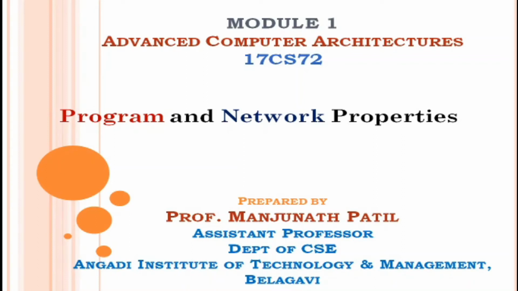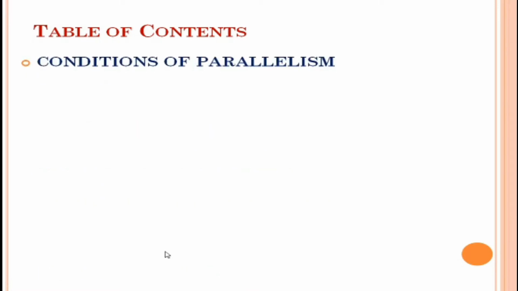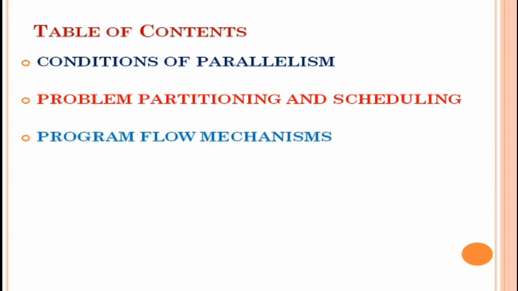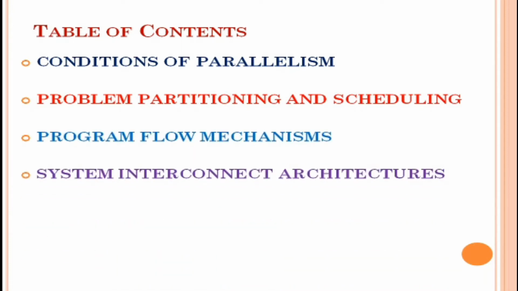Very good morning, students. Today's topic is program and network properties. The table of contents is like this. In this video lecture, we'll see the conditions of parallelism. Then we'll see the problem of partitioning and scheduling, then the program flow mechanisms, then system interconnect architectures. So in this video lecture, we'll see the conditions of parallelism.